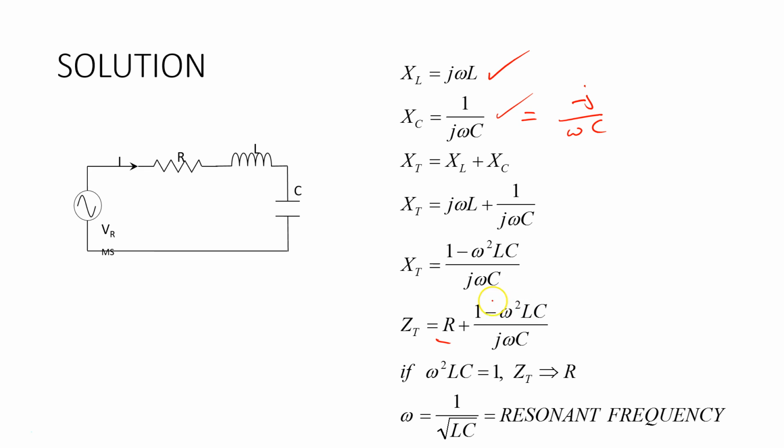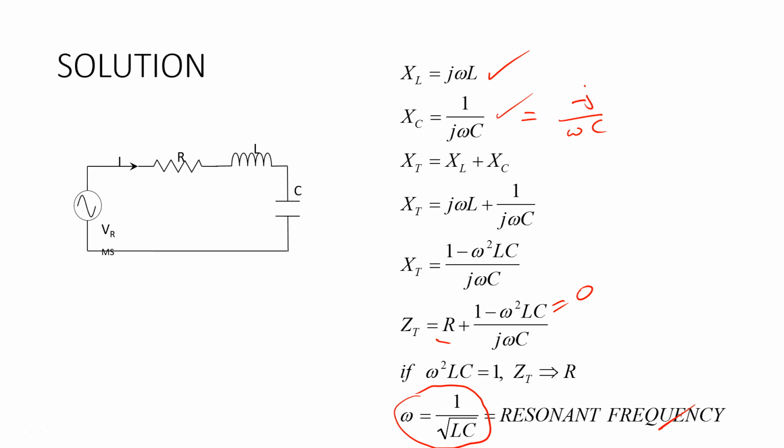It would be when this term here goes to 0. If the value R is static, it can't ever change, but this value here could change based on the frequency. So when would this become 0? When this numerator is equal to 0, which means omega squared LC is equal to 1. At that point, ZT becomes R. We call this point, when omega squared LC is equal to 1, or omega is equal to 1 on the square root of LC, the resonant frequency.